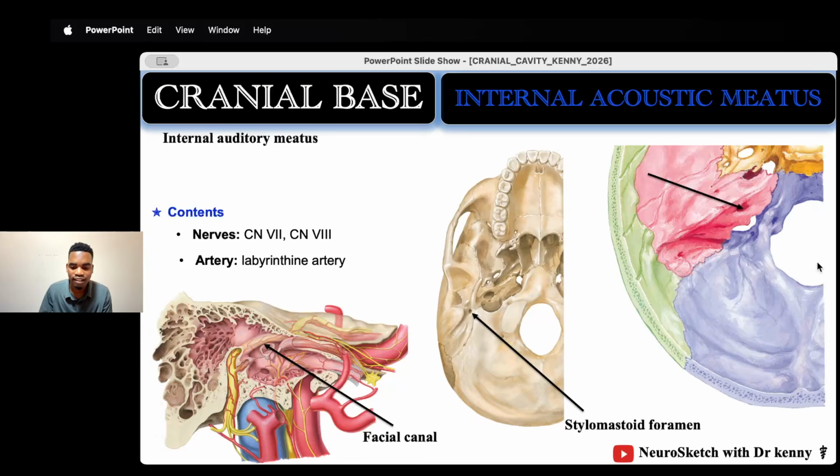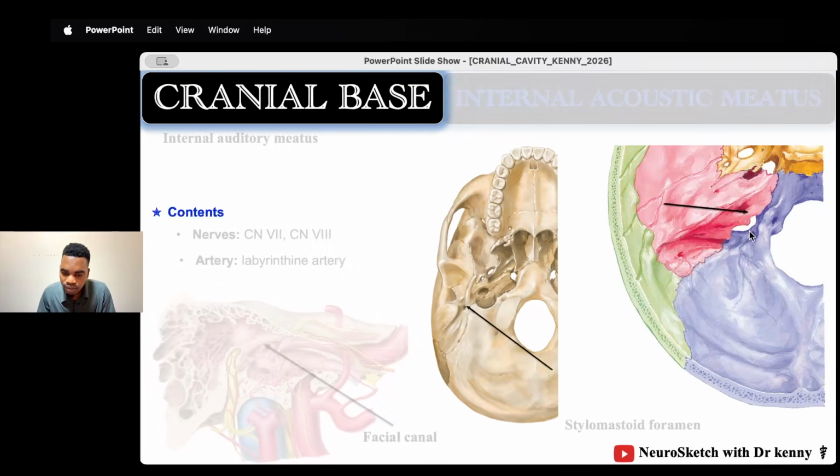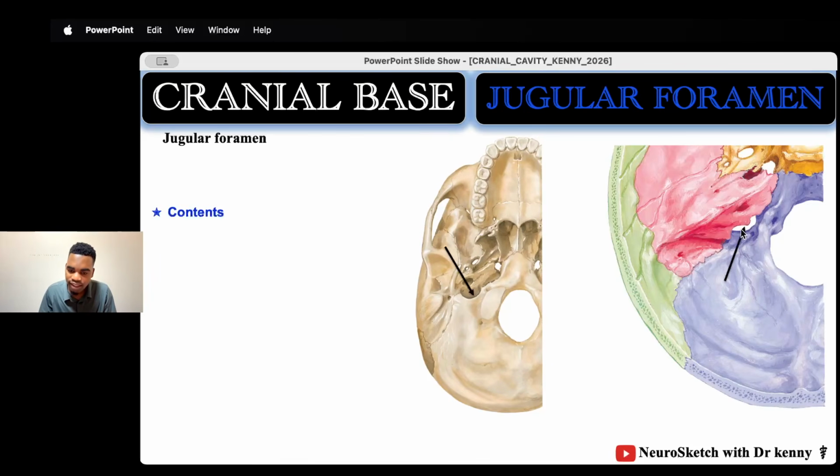Right? So this is the internal acoustic meatus. Next is your jugular foramen here, and the jugular foramen is for cranial nerves number 9, 10, and 11. The internal acoustic meatus is for cranial nerves number 7 and 8. The next three nerves, cranial nerves number 9, 10, and 11, are passing through the jugular foramen.